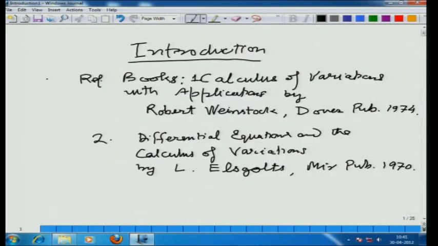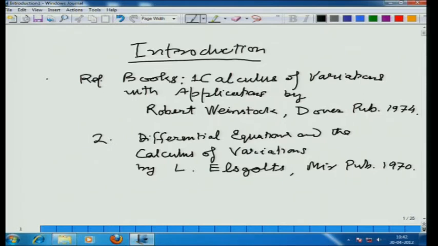Let us recall what we did in the first lecture. In the first lecture, we got introduced to certain concepts on the calculus of variations. Here I mentioned these two books which will be followed as reference books: Calculus of Variations with Applications by Robert Weinstock. This is a Dover publication, appeared in 1974.